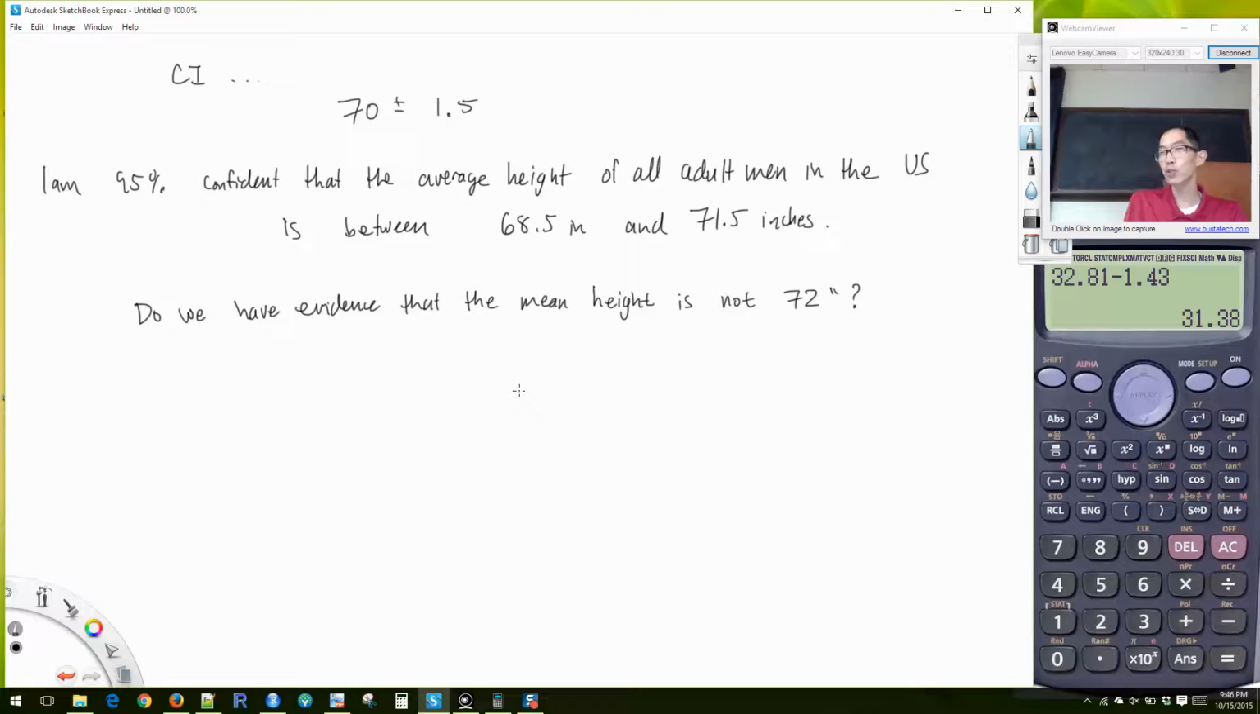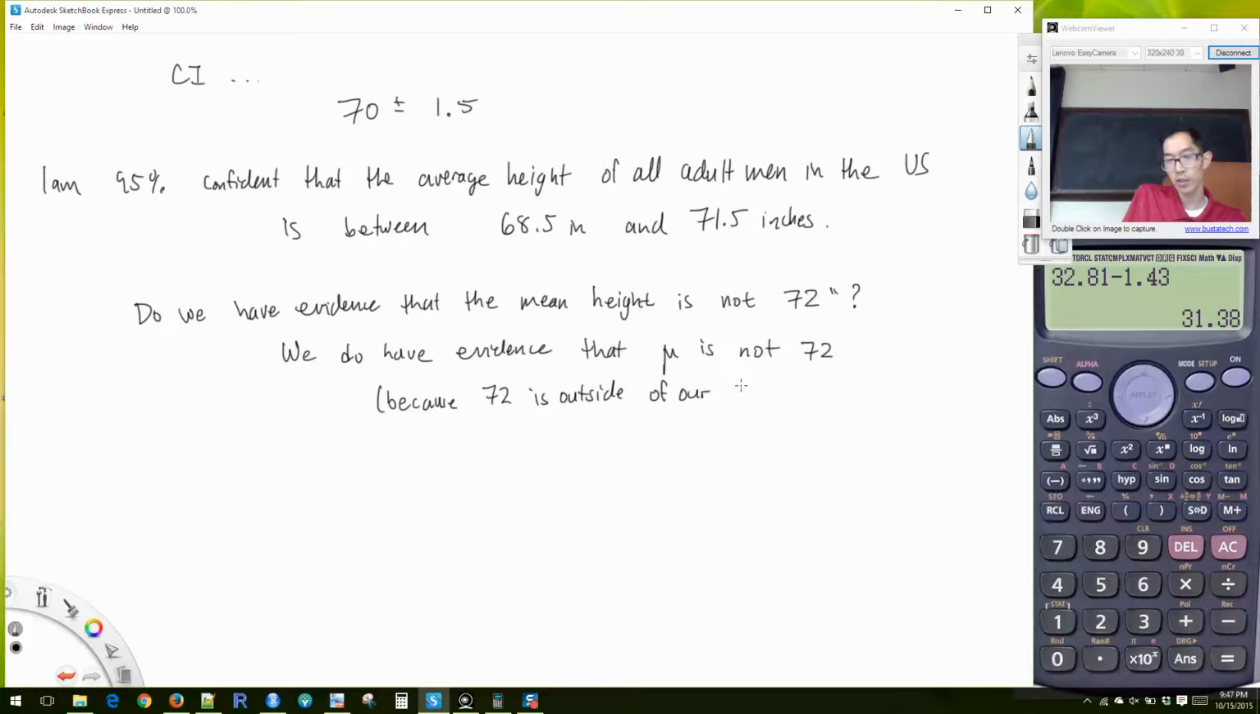Can we be 100% sure? No, we can't be 100% sure about really anything in life, except for things that we already know. But we're going to just have to say this does provide evidence. Okay, so this is the best we can do. We're going to say we do have evidence. And I'm just going to write that mu, meaning the mean height of all men in the United States, is not 72. And that is because 72 is outside of our confidence interval.